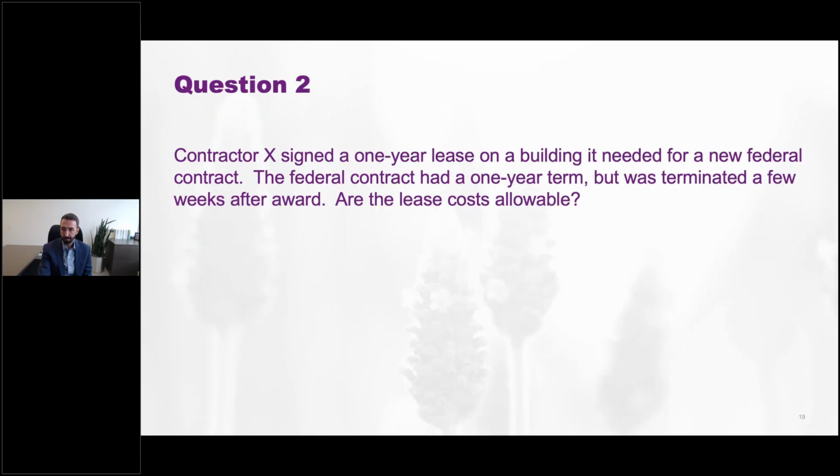So we have a couple of answers coming in. We have some who chose the maybe option on the screen. I'll read the question again one more time. Contractor X signed a 1-year lease on a building it needed for a new federal contract. The federal contract had a 1-year term but was terminated a few weeks after award. Are the lease costs allowable?